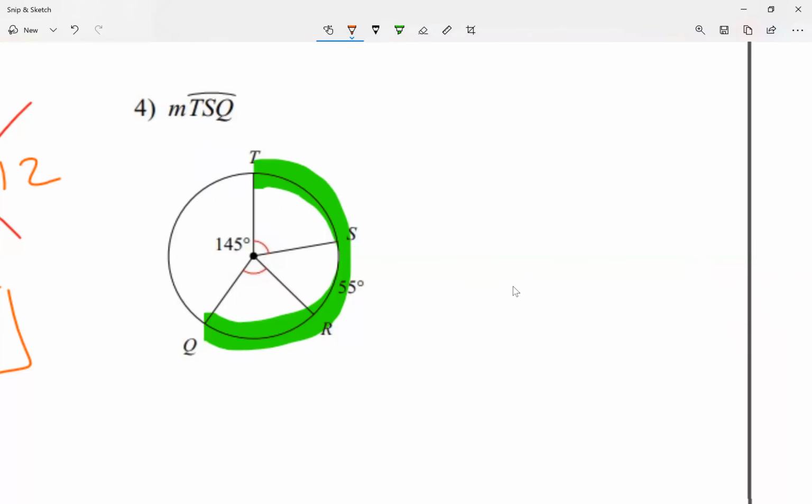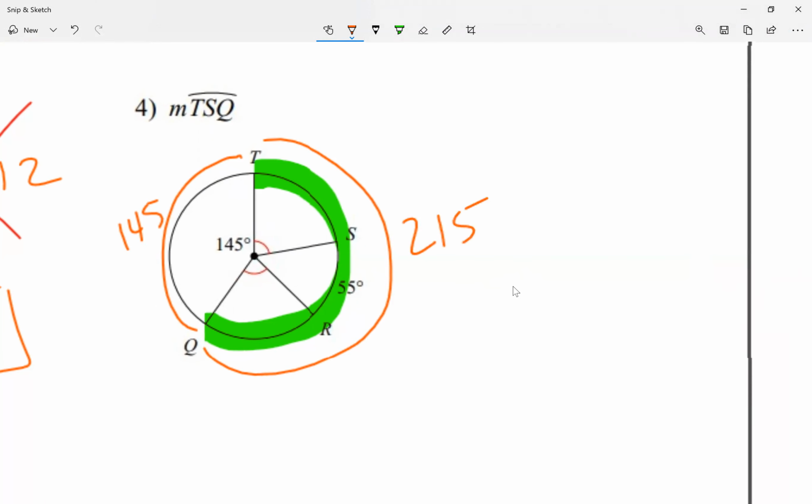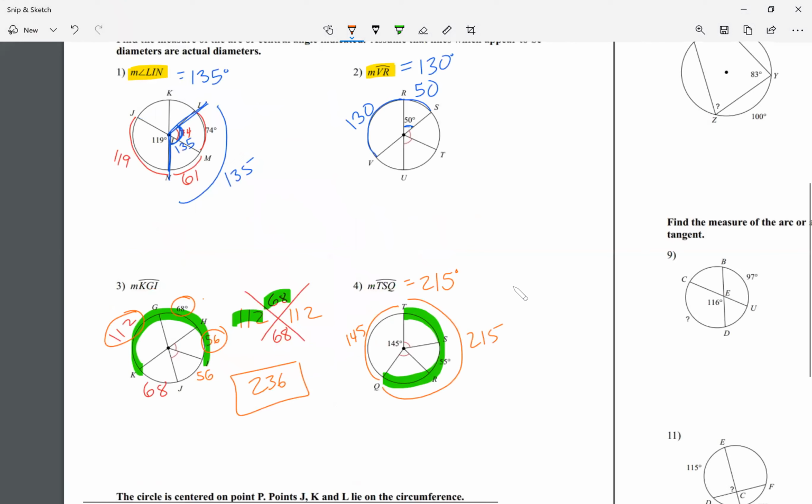I know this right here is 145. And I'm going to say this arc that I have in green happens to be 215. Now I know those two arcs combined have to be 360 because it's the whole circle. So 360 minus 145 gave me 215. Now that's really what I'm looking for, right? The arc TSQ. So I'm done. This happens to be 215 degrees. Let me zoom out so you guys can see what we did. It's right there.